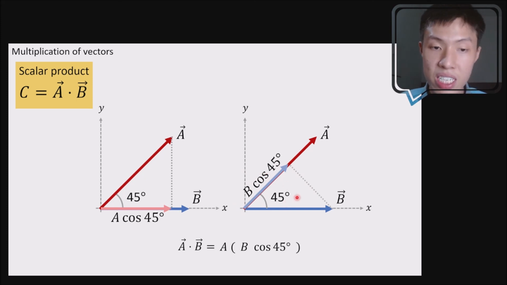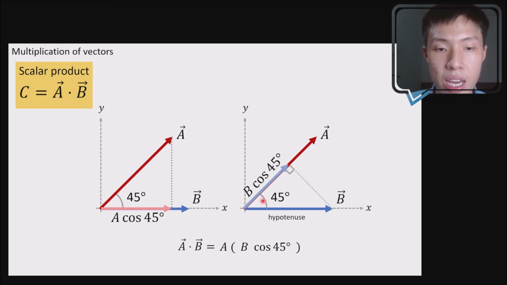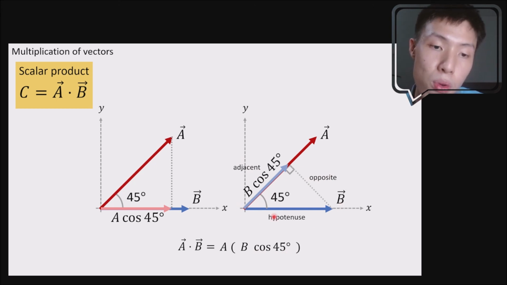If you cannot see where the right angle triangle is, here's the 90 degrees. So from here you can know that here's the hypotenuse. Of course, this is the angle. Over there will be the opposite. Beside will be the adjacent. So of course, adjacent is cos. So what we are doing here is finding the component of B which is parallel to A.